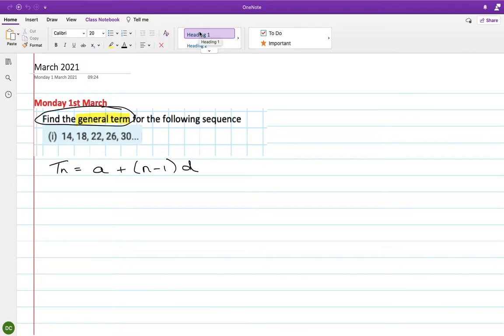The formula, you need to replace two of the letters with numbers. To find the general term, we're going to have to figure out what A is and what D is. So if you remember, A is the start term.